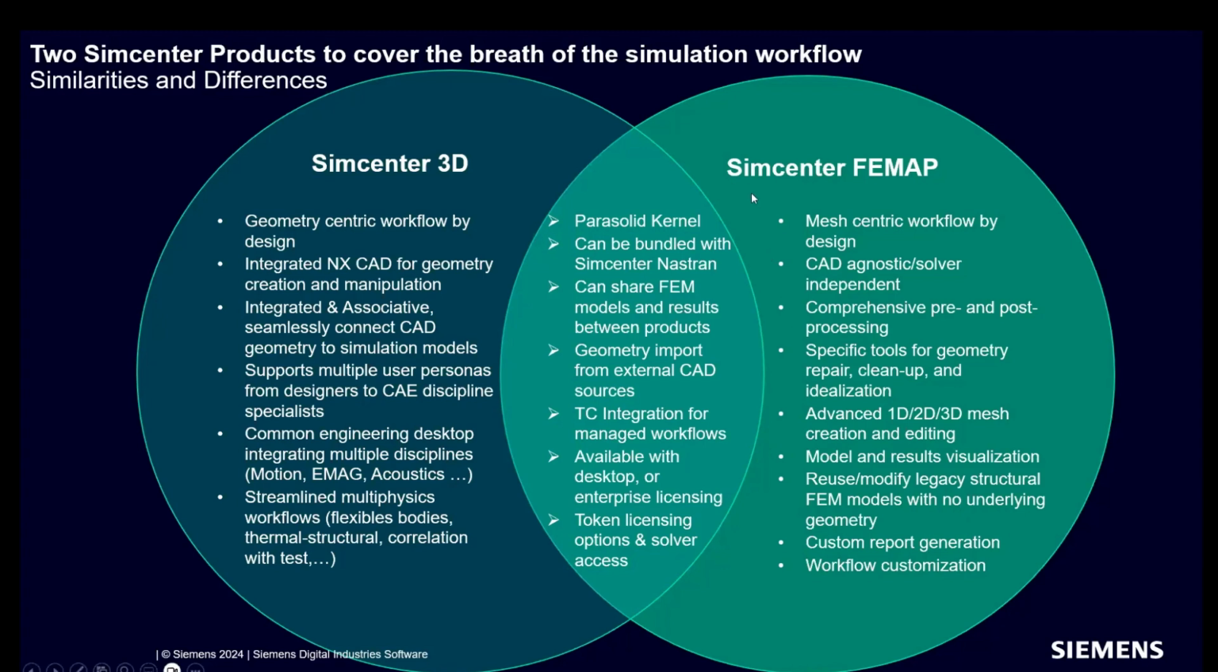But there are a lot of things that we have in common. Both tools share the Parasolid kernel. That is something that Siemens owns, and so that makes it rather nice. We license that to other people and they use it in their software, but it's at the heart of both of these. So we share a geometry kernel. Both of these tools can be bundled with Simcenter Nastran. Of course, we can share results and models between the two products.